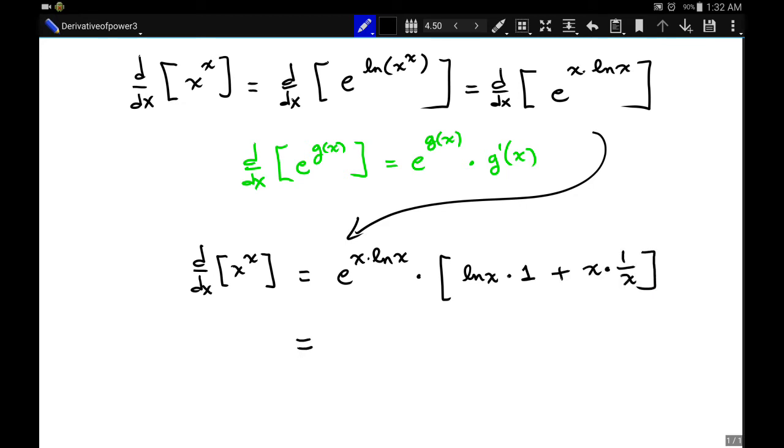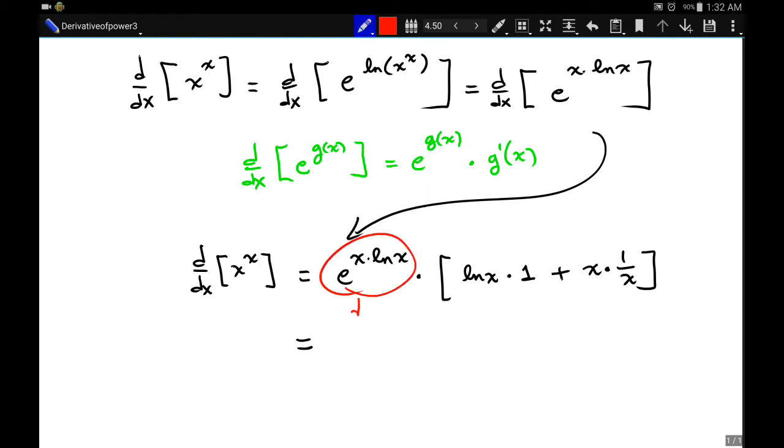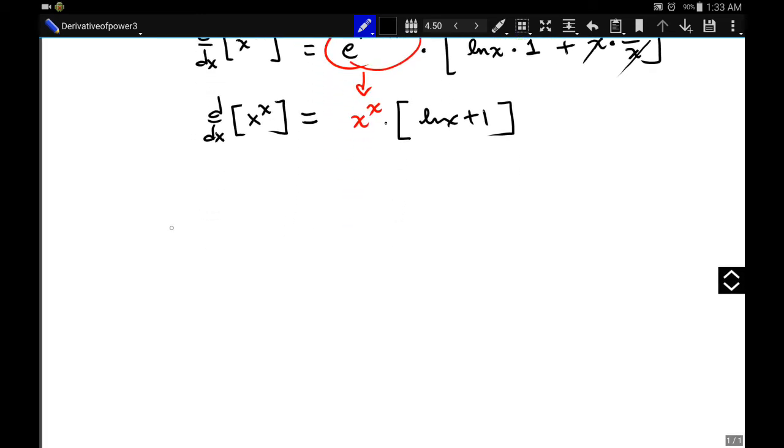If you go back to x to the x, because we know that this is x to the x, times ln x plus 1, because x and 1 over x cancel. So we are done. The derivative of x to the x is x to the x times ln x plus 1. So we know that.